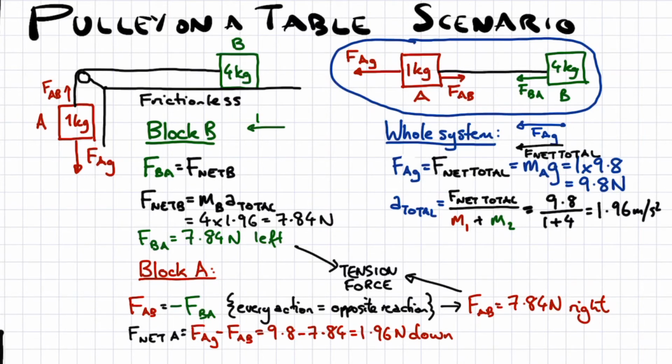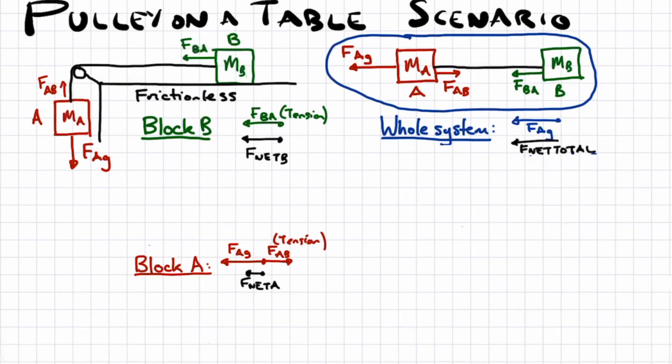Okay, so just in summary, I've sketched in there the force on the whole system. Force on A due to gravity is actually the net force total. The tension force in block B will tell us what the net force is on B. And finally, with block A, the magnitude of the force on A due to gravity minus the force on A due to B, or the tension force, gives us the net force on A.